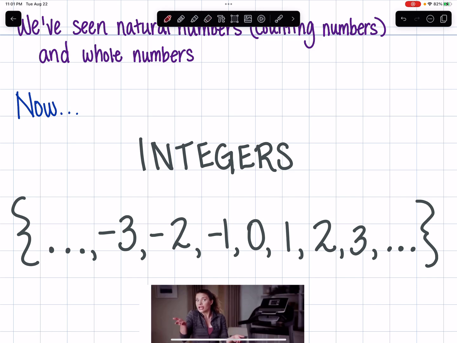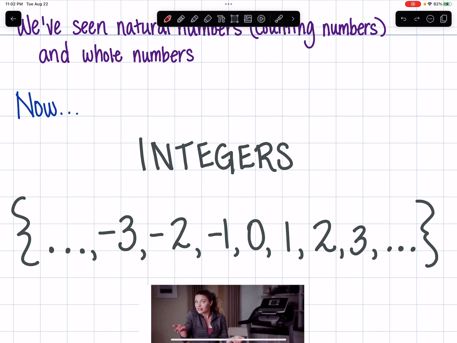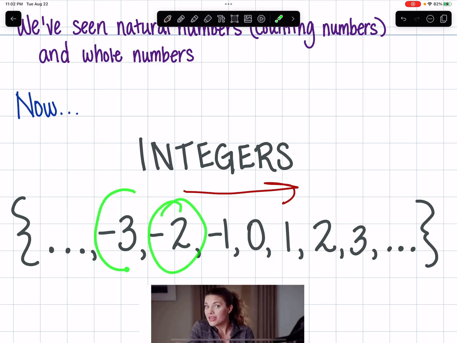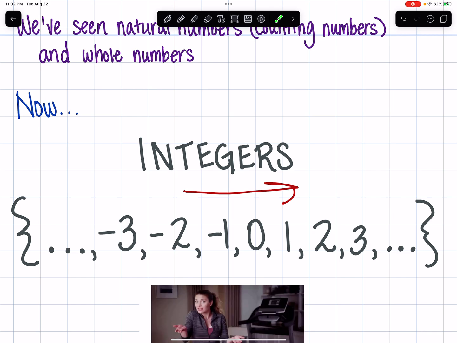As we move to the left on a number line, the numbers become less and less. So a number is bigger than another number if it is more to the right on a number line, right? So -2 is bigger than -3 because it's to the right on the number line. So the farther it is to the right, the bigger it is.